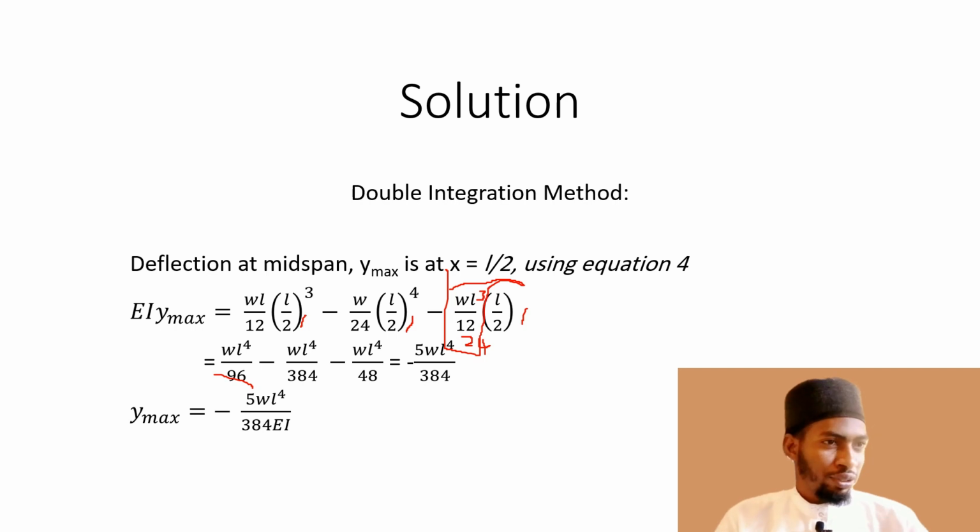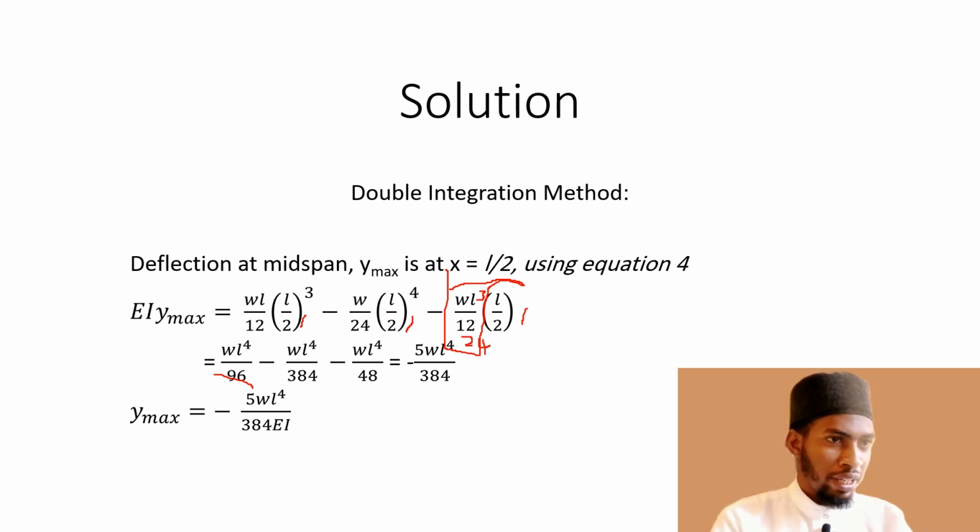Okay, I can't go back to the previous slide, that is why I will not be able to show you. So after taking LCM here, the LCM happens to be 384. Using 384 as your LCM, 96 into this, 48 into this, at the end of everything you are going to have 5WL to the power 4 all over 384. And it is negative. The negative is nothing, it is just telling you that deflection is downward. So this is the final equation.